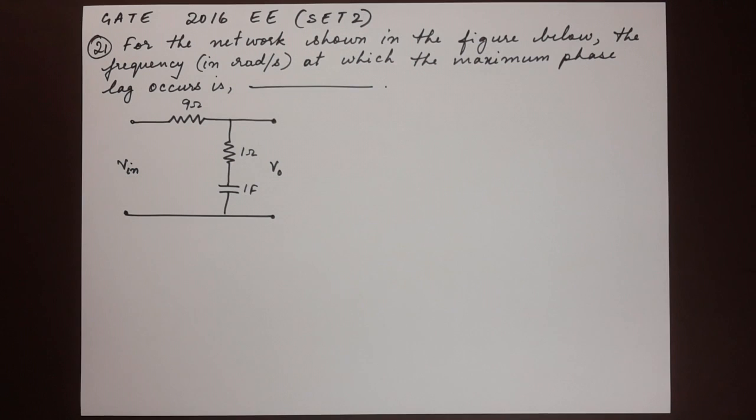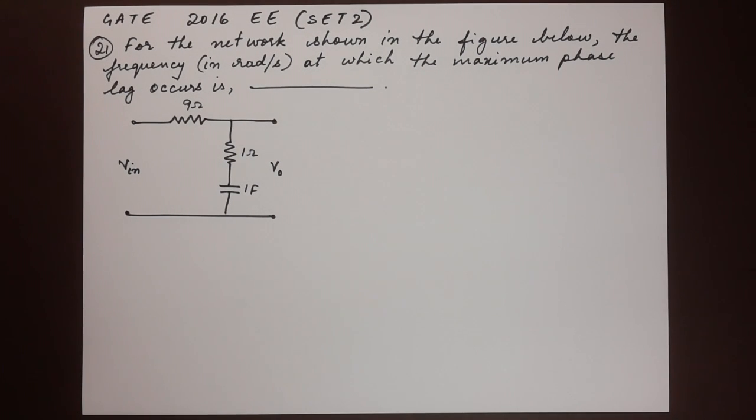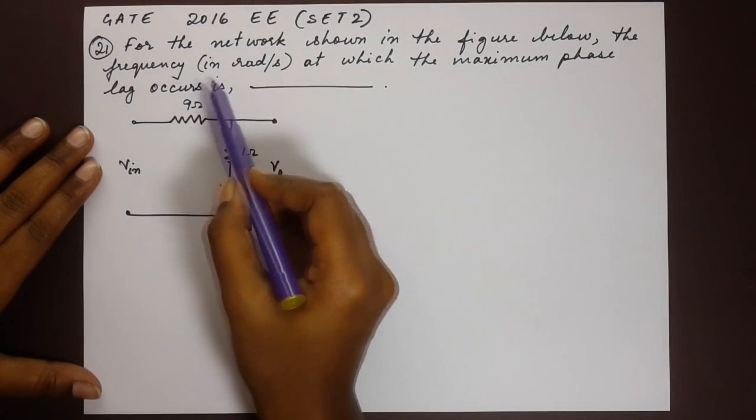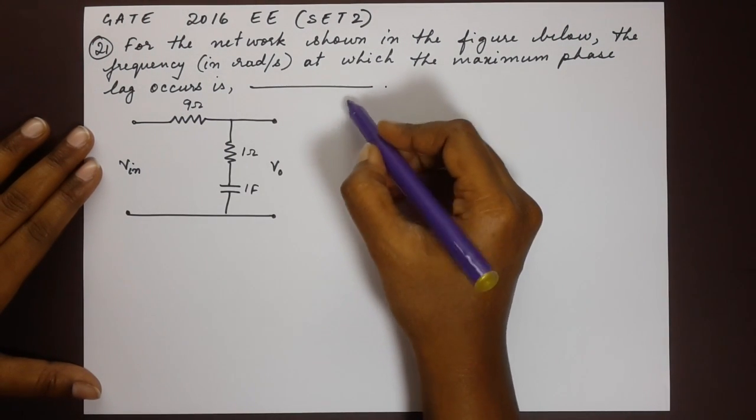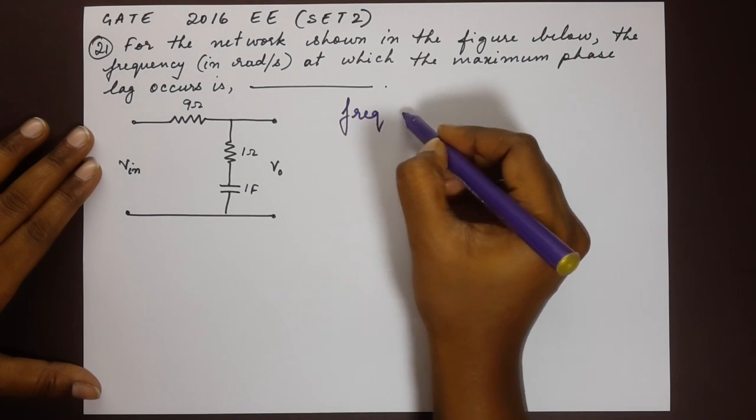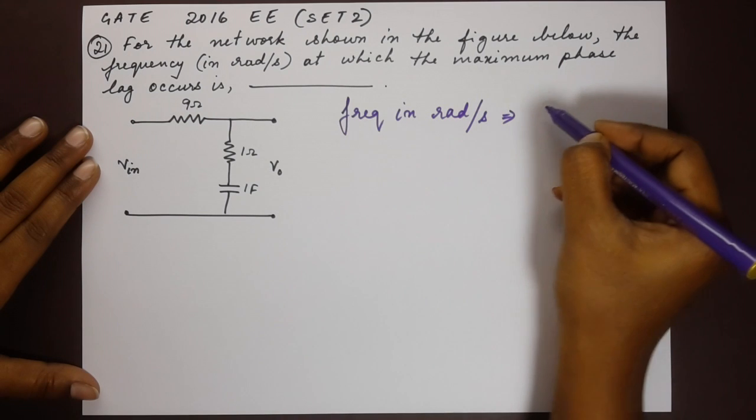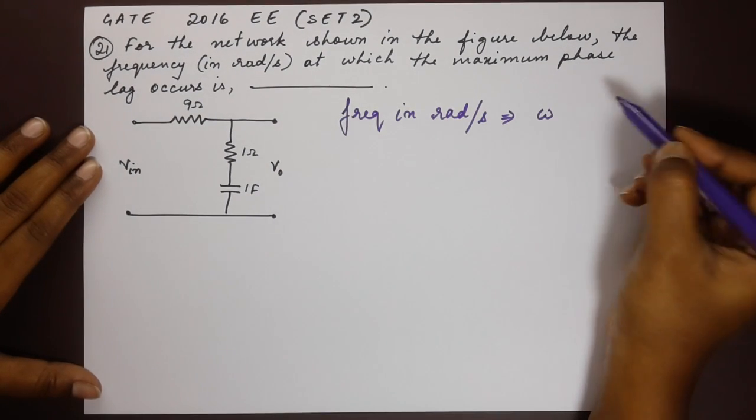Here's the next question, number 21. For the network shown in the figure below, the frequency in radians per second at which the maximum phase lag occurs is dash. Okay, so here we have been given a circuit, a network, and we have been asked for the frequency in radians per second. So frequency in radians per second is the angular frequency omega.